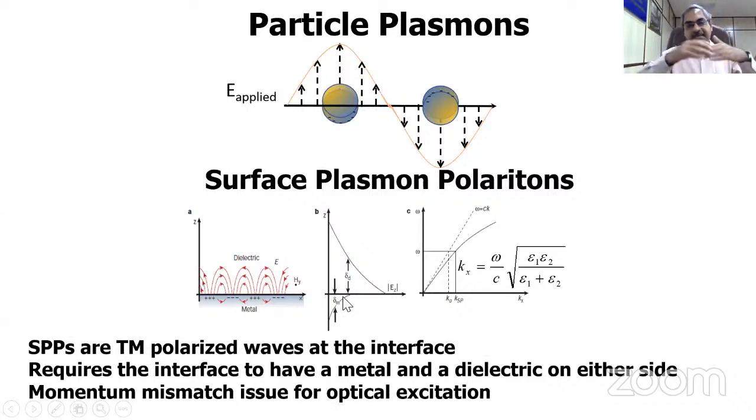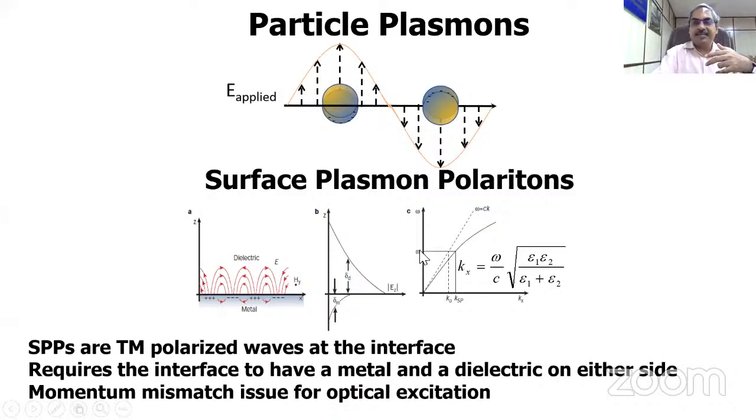And metals have a skin depth, because of which the field cannot propagate. So the field decays much faster, over much shorter lengths, compared to in a dielectric. Depending on the metal and dielectric epsilons, the dispersion relation is given by this. The dispersion relation basically tells us the energy and momentum conservation.